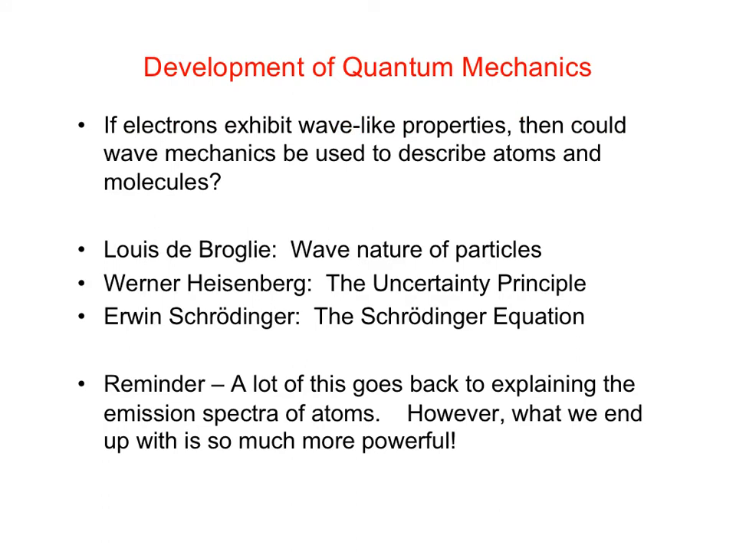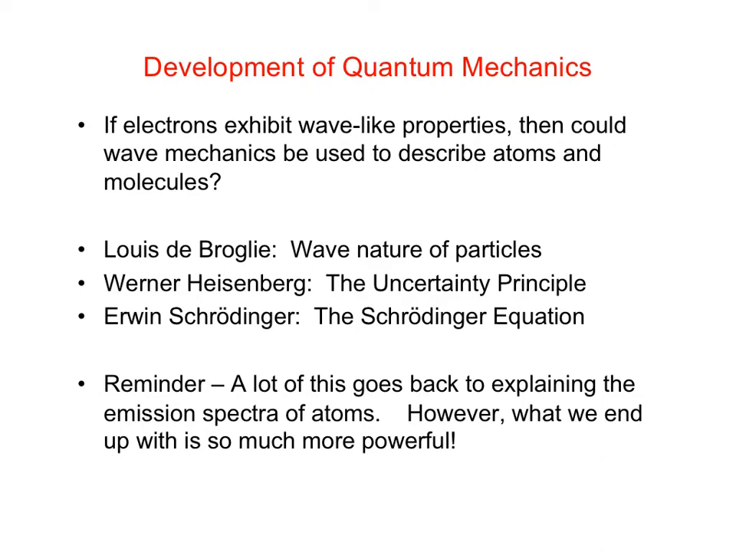When it became clear that electrons had wave-like properties, scientists already knew how to describe electromagnetic waves. So if they applied some of the same principles to describing the behavior of electrons, could they develop models that accurately predicted the properties of atoms and molecules? Some of the important developments came from Louis de Broglie, who we mentioned, who proposed the wave nature of particles. And then you may have heard of the uncertainty principle. That was due to Werner Heisenberg. And then the Schrödinger equation, which is sort of the equivalent of Newton's equations of motion, but for quantum mechanics, is due to Erwin Schrödinger.